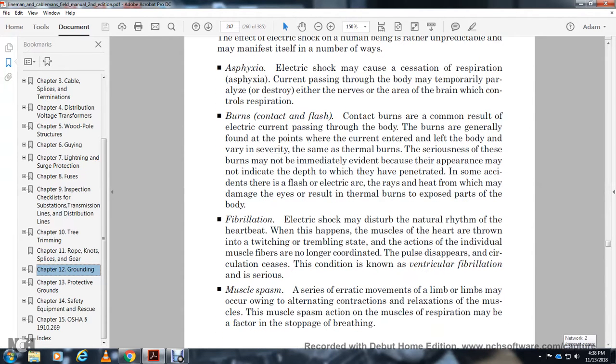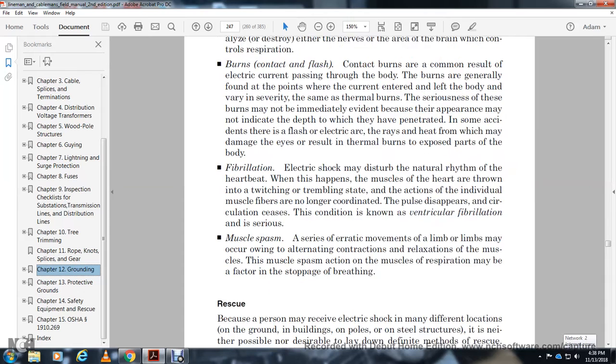Fibrillation. Electrical shock may disturb the natural rhythm of the heartbeat, throwing the heart into a twitching or trembling state. Individual muscle fibers no longer coordinate with the pulse, and circulation disappears. This condition is known as ventricular fibrillation, and it is serious. Muscle spasm: serious erratic movements of the limb or limbs may occur with alternating contraction and relaxation. Muscle spasm of the respiratory muscles may stop breathing.